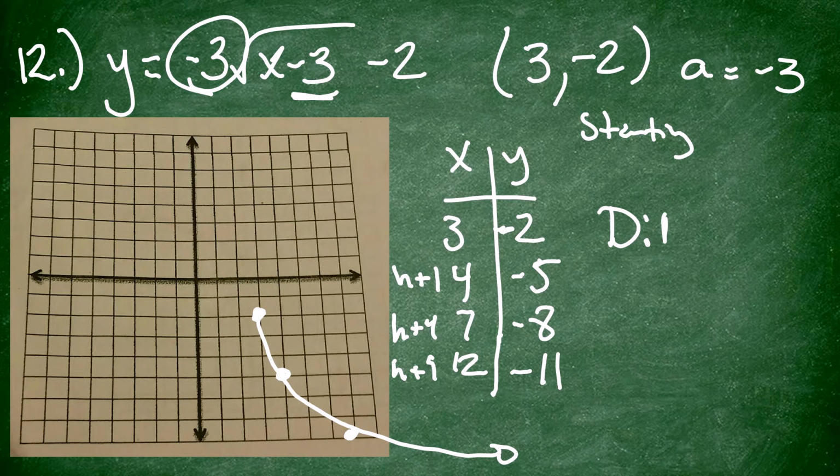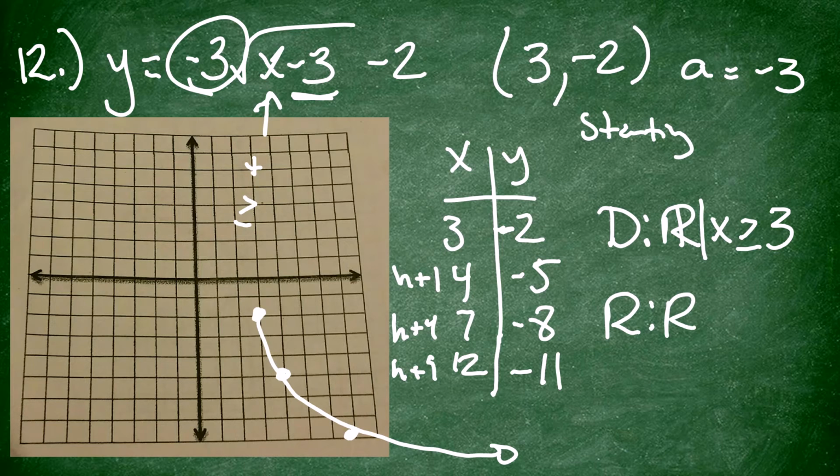Domain. Now we're back to a square root, so h matters. All right, domain is all the reals such that x is greater than or equal to h, which is 3. Now, because that's positive, that's a reason it's greater than or equal to. Range, all the reals. I can see it's going down, so I know it's less than or equal to. But another way to know is because a is negative. That's why I have y is less than or equal to. And this time it's going to be k, which is negative 2. And that's it for 12.